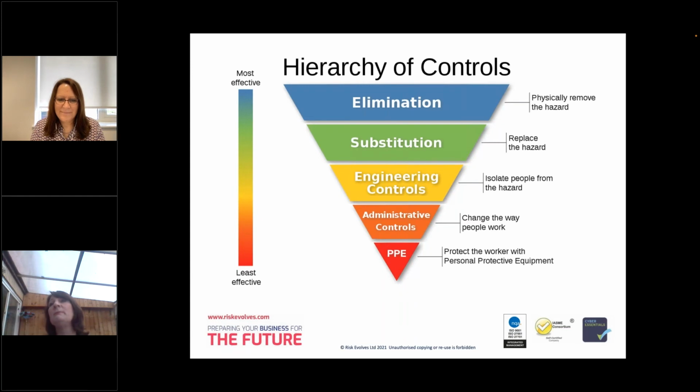So again, if we think about the point of view of the pandemic, elimination would be us all staying at home.